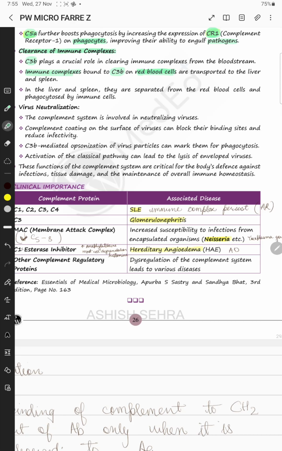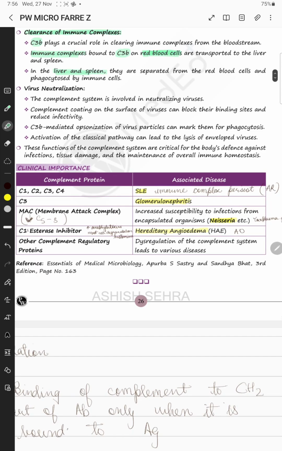ठीक है, RBCs पे C3b होते हैं, उनसे इम्यून कॉम्प्लेक्स बाइंड हो जाते हैं एंड दिस थिंग इज ट्रांसपोर्टेड इन द लिवर एंड स्प्लीन. लिवर एंड स्प्लीन में दे आर सेपरेटेड फ्रॉम द रेड ब्लड सेल्स एंड फैगोसाइटोज्ड बाय द इम्यून सेल्स. ठीक है, RBC पे C3b और C3b किससे बाउंडेड है? इम्यून कॉम्प्लेक्स से बाउंडेड है. ये सारा चीज़ लिवर और स्प्लीन में ट्रांसपोर्ट होगा. लिवर और स्प्लीन में C3b और जो इम्यून कॉम्प्लेक्स है वो सेपरेट हो जाएंगे RBC से और फिर उसका फैगोसाइटोसिस हो जाएगा.